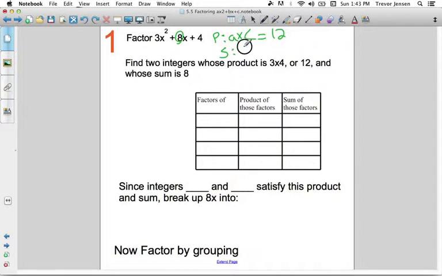So that part doesn't change. And a sum of my b value, 8. Okay, sum of b, which is equal to 8. So that's what I need to do.